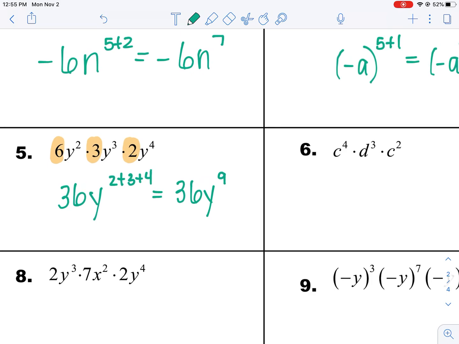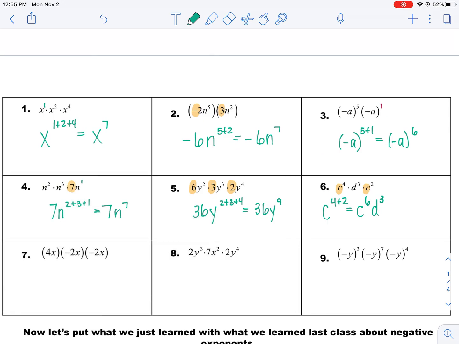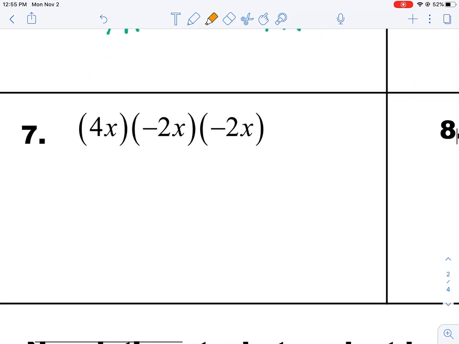In number 6, be careful because you have 2 different bases. Your c base is the only base that can be added to get c to the 6th, and then we're just going to tag on d to the 3rd for that final answer. In number 7, take care of your coefficients first. Remember, 2 negatives multiplied give you a positive, so you get 16. There are 3 1s to be added together, so 16x to the 3rd.